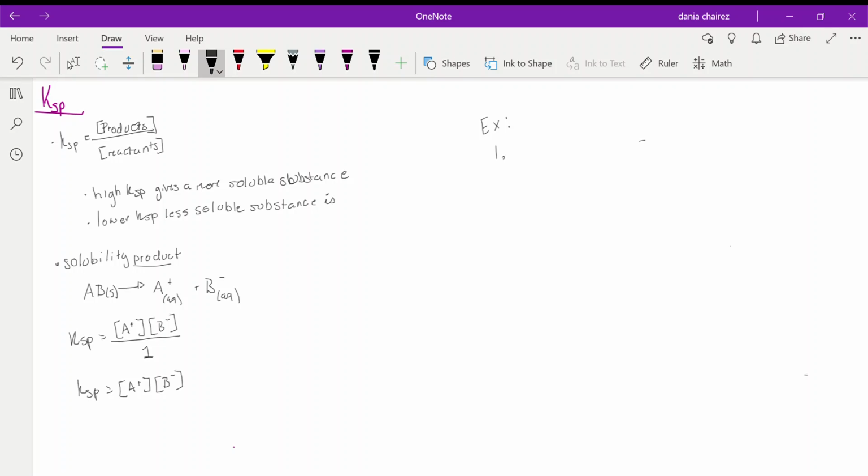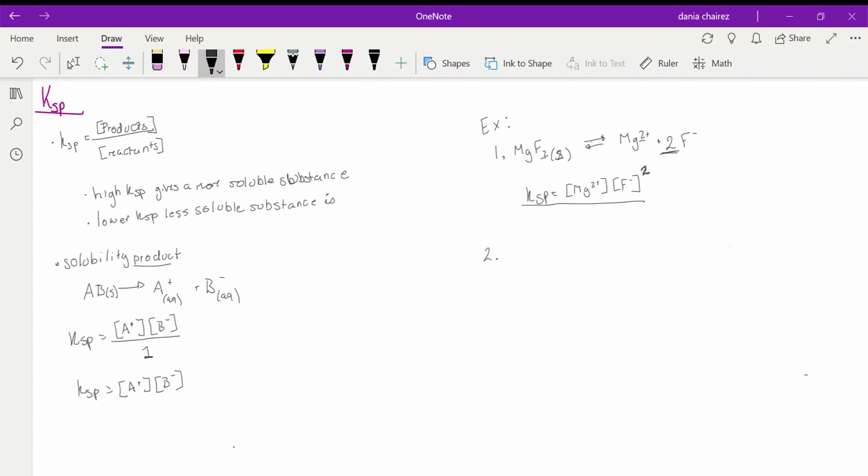So let's take, for instance, the salt magnesium fluoride. That should say solid. So this would break apart into our magnesium ions and our fluoride ions, but we have to balance it since we have 2 fluorides here, we have to have 2 fluorides here. So our KSP is equal to our concentration of magnesium ions times the concentration of our fluoride ions. And remember, for equilibrium, our coefficients become our exponents. So that's my KSP expression for magnesium fluoride.